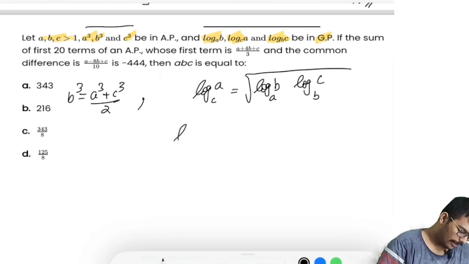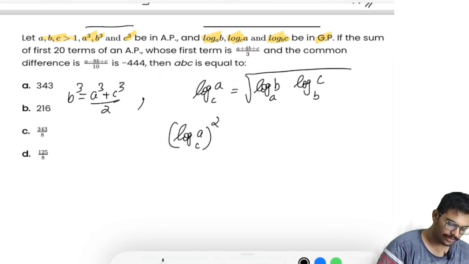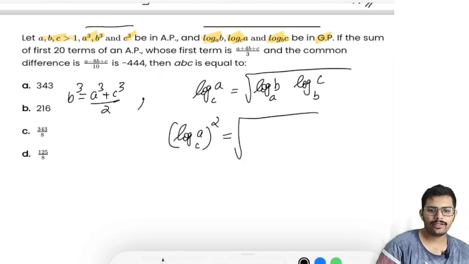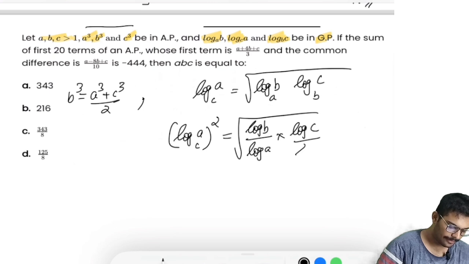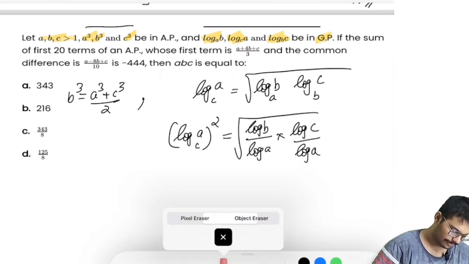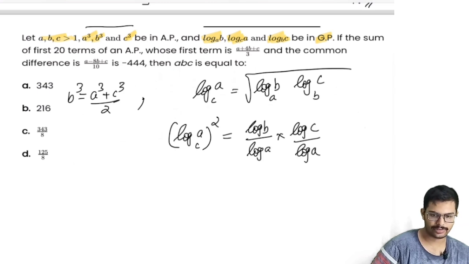Now log A to the base C, when we square on both sides, (log A to the base C) the whole square equals log A divided by log B. Similarly, this is log B divided by log A into log C divided by log A, and we have squared, so there is no need to write this root, which means we have taken square on both sides.